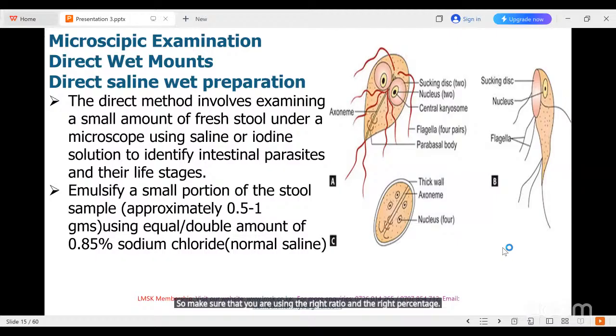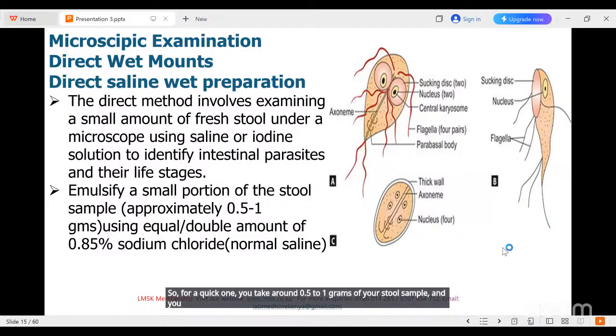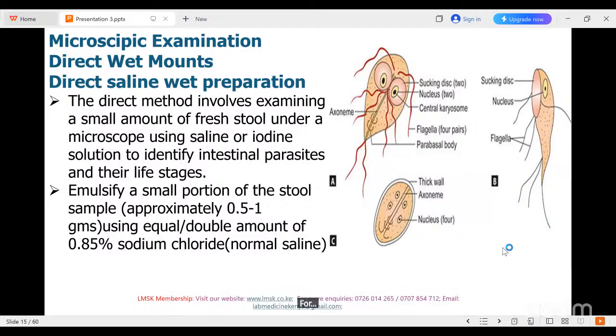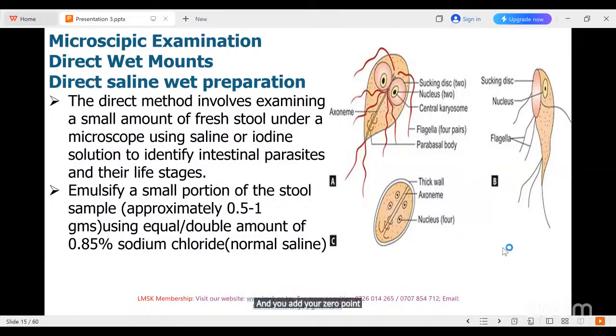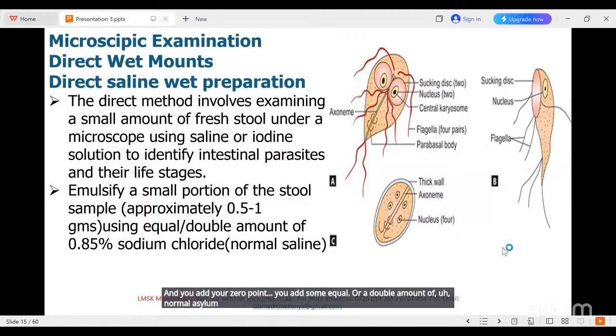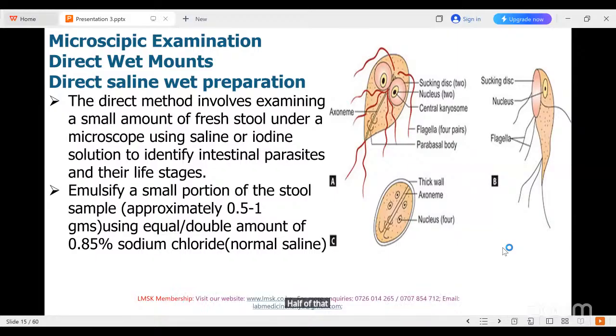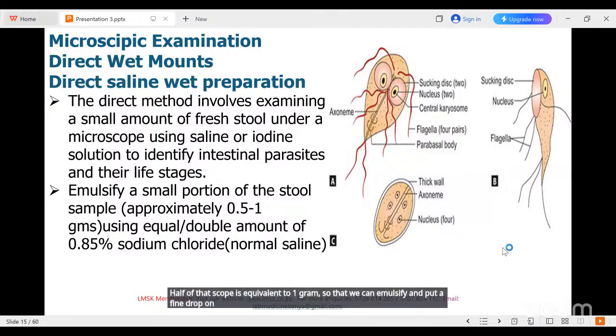So for a quick one, you take around 0.5 to 1 gram of your stool sample, and you can add an equal or double amount of normal saline for emulsification. So we encourage that you can use it in that container. You can divide a small portion within that container, and you add an equal or double amount of normal saline to around 0.5 to 1 gram. When I say 1 gram, I mean half of that scoop is equivalent to 1 gram, so that you can emulsify and put a fine drop on a slide and examine.